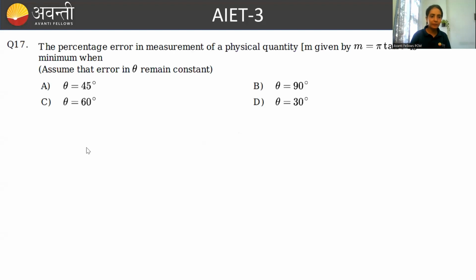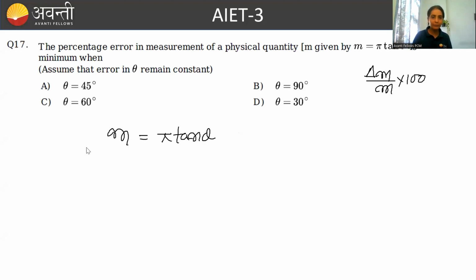So the next question now is: the percentage error in measurement of a physical quantity given by m equal to pi tan theta is minimum when? Then first we need to see what the percentage error in m will be. So let's calculate that. M is given as pi tan theta. Done. So if we have to calculate the percentage error in m, it means we have to calculate delta m by m into 100, right? So somehow we need to calculate delta m by m.